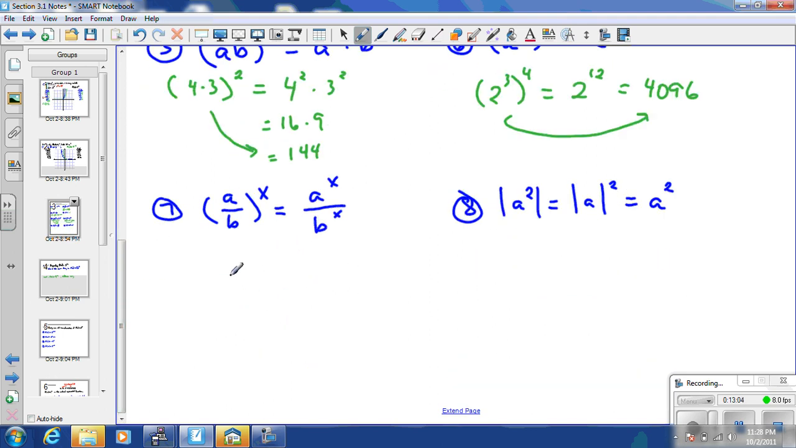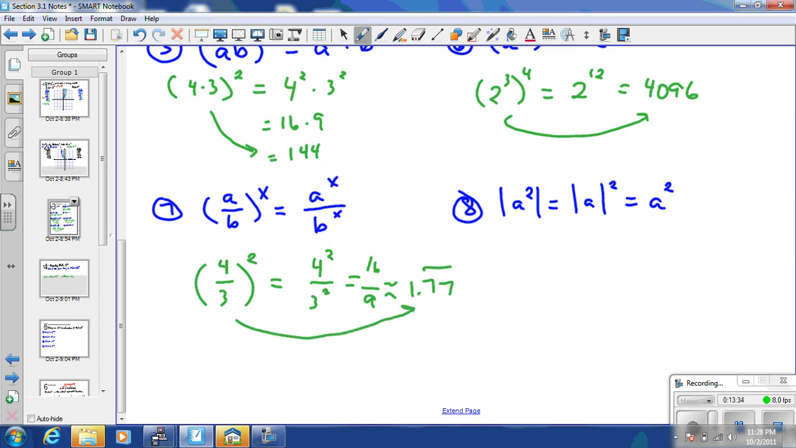We have our last 2 here. This one's going to be, let's say, 4/3 squared, just to make this one up. According to this rule, that's going to be 4 squared divided by 3 squared, which is 16 divided by 9, which is the approximate decimal 1.7 repeating. Well, if I just take 4/3 and type it into my calculator in parentheses and ask it to square it, you'll see that you get right to there. So this rule works. And finally, the last one, if I have something like the absolute value of 3 squared, this rule says that that will just equal 3 squared. Even if a is negative, we're going to end up squaring it anyways. It's going to become positive. So those are our properties of exponents. I'm going to go ahead and terminate this first video and continue with a second.